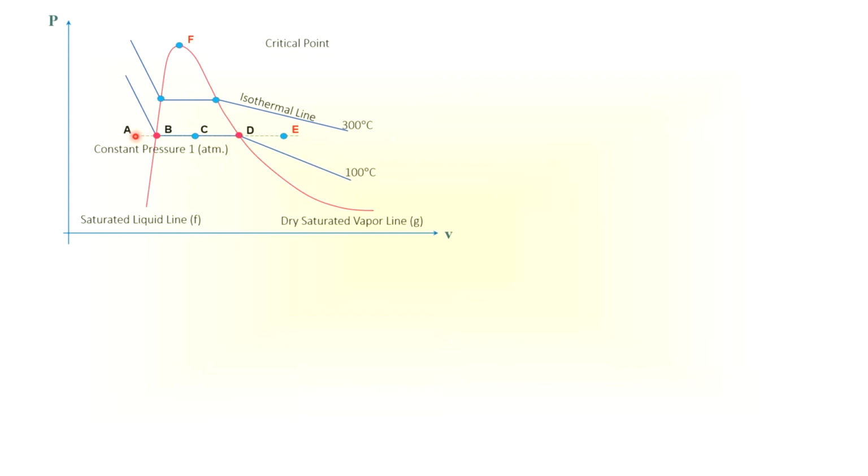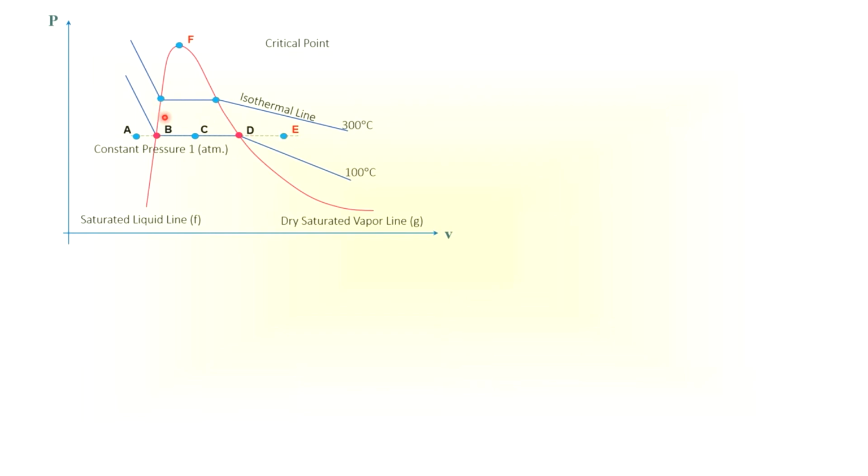At point A you have your compressed liquid or subcooled liquid. At point B you have your saturated liquid. At any point between B and D you have wet vapor, which is the mixture of liquid and dry vapor. Point D is where you have your saturated vapor or dry steam. Point E is where you have your superheated steam, or superheated vapor.